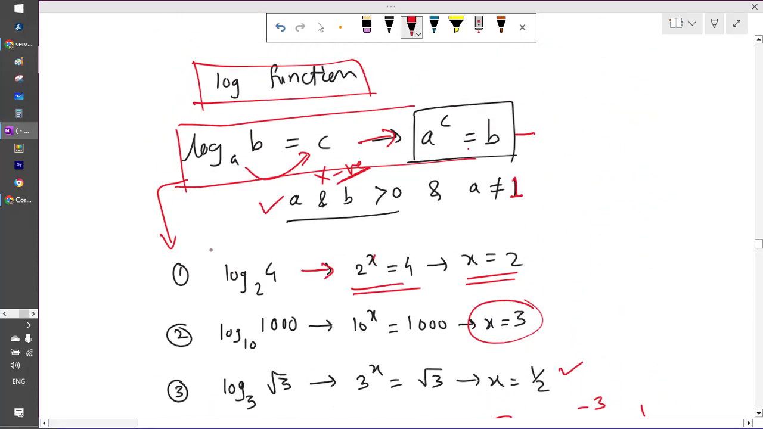So if you know this formula, log of b to the base a is equal to c, we can write it as a raised to c is equal to b. Based upon this, we can solve all these problems. And also remember that a and b value should be greater than 0, that is positive, and a cannot be equal to 1.